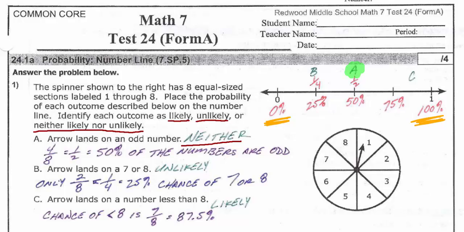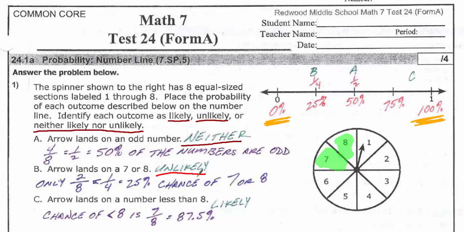All right, letter B. The arrow lands on a 7 or an 8. Here's the 8. Here's the 7. You can see that's only 1/4 of the spinner. 2/8, which is 1/4, 25%. That is unlikely to happen. Now, that doesn't mean you should be amazed if it does happen. If you spin a 7 or an 8, you go, ooh, I spun a 7 or an 8. Time to buy a lottery ticket.